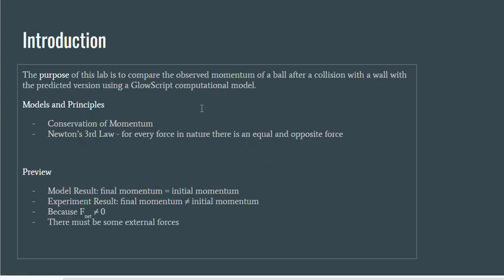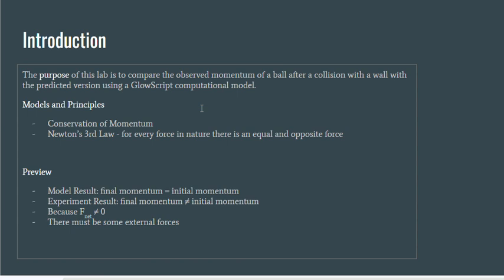The purpose of this lab is to compare the observed momentum of a ball after a collision with a wall to the predicted version using GlowScript computational model. Some principles are the conservation of momentum and Newton's third law, which states that for every force in nature there is an equal and opposite force.